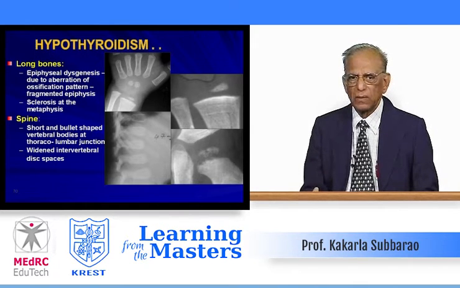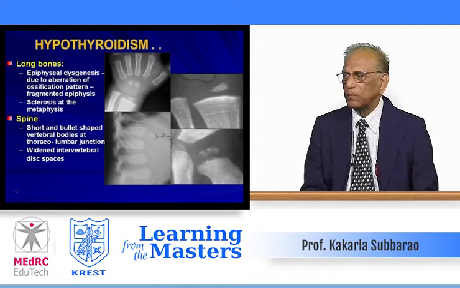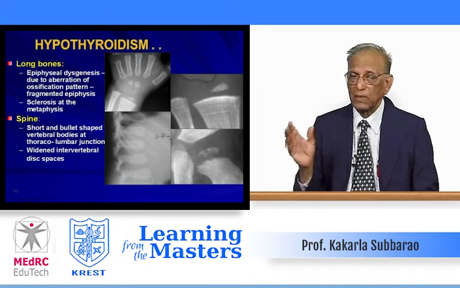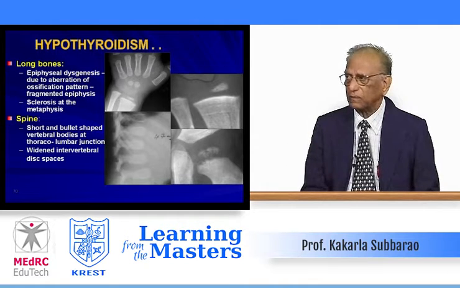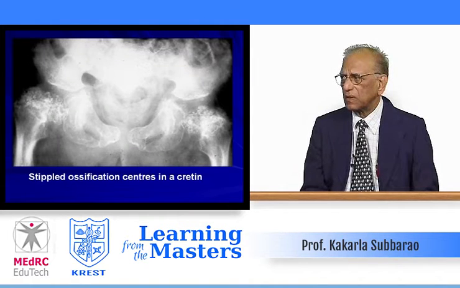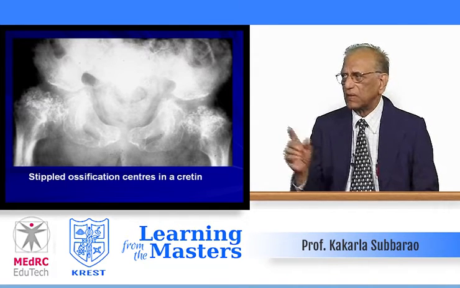Spine, what do you find in this spine? Short and bullet-shaped vertebral bodies at the thoraco-lumbar junction. You may mistake this for mucopolysaccharidosis, but there are specific changes in the vertebral bodies. Widened intervertebral disc spaces are also noted here. Radiograph of the pelvis in a child, in a teenager actually, stippled calcification centers in the cretin you could see.